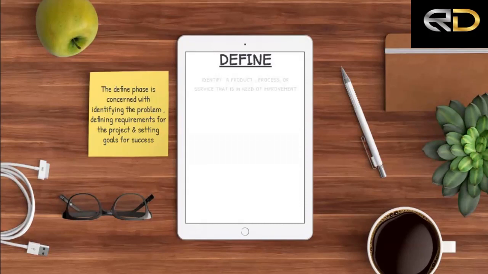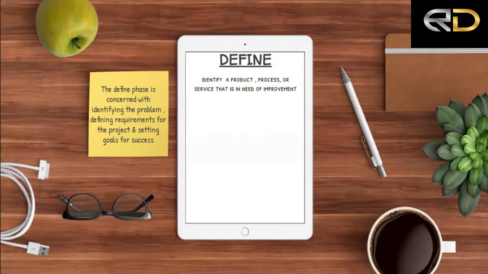So we are going to use that as a background for you to know what needs to be done. Right here, in the define phase, the first thing that has to be done is to identify: is it a product, is it a process, or is it a service that is in need of improvement?